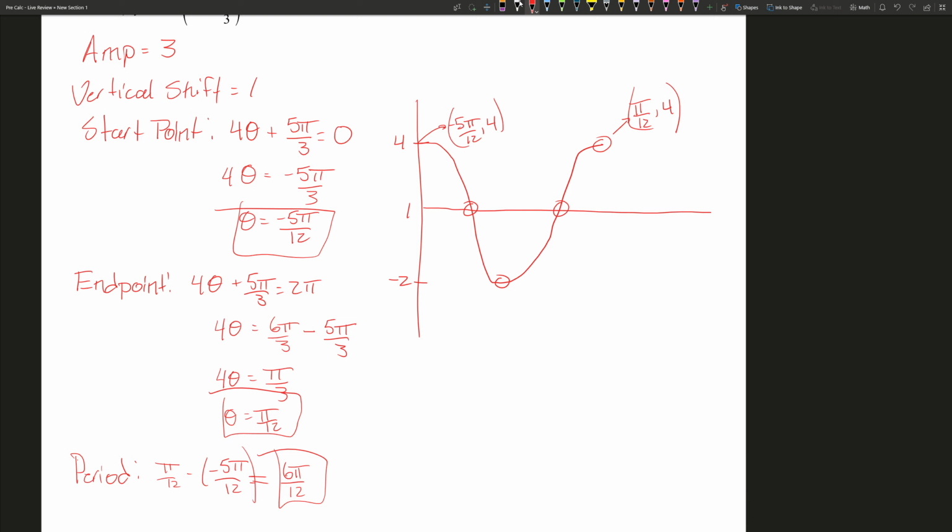And then we need half the distance between that. So you see that our period is 6π/12. Half of that distance is 3π/12. So this point, halfway between them, is -5π/12 plus half the distance, which is -2π/12. So our point is -2π/12 comma -2. And then we have to do the same thing, but for these points. So half the distance between -2π/12 and π/12 is 3π/12.